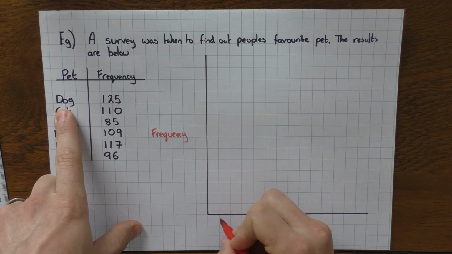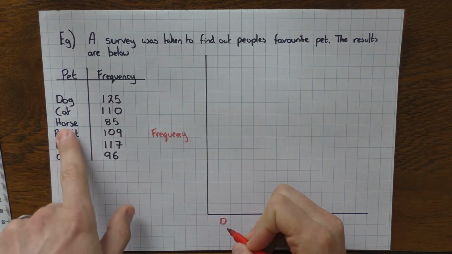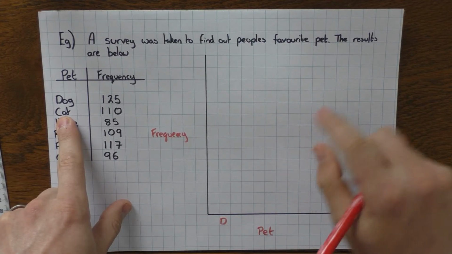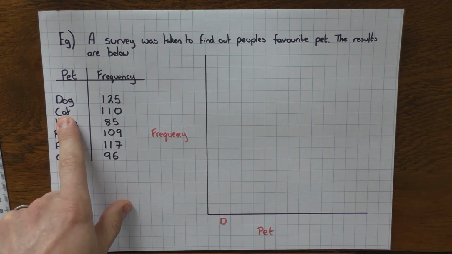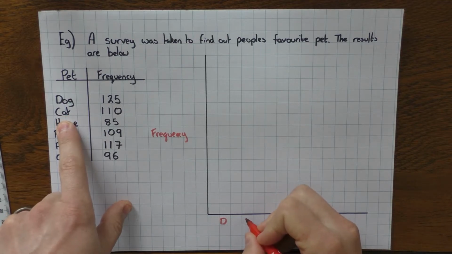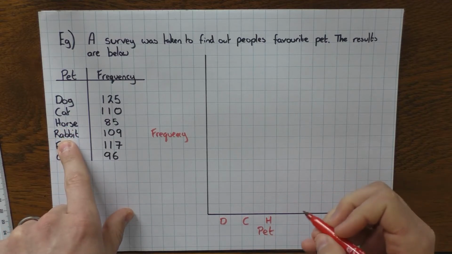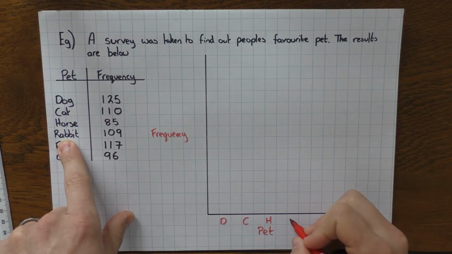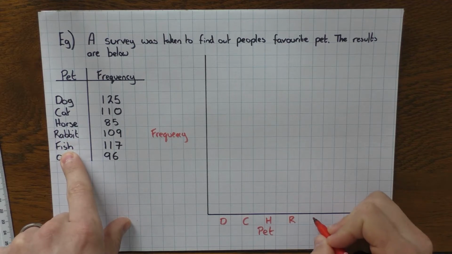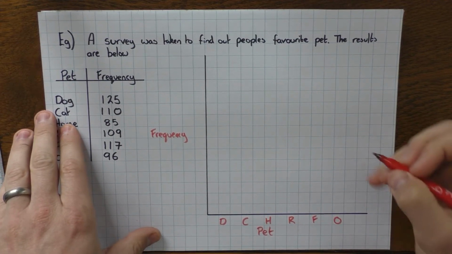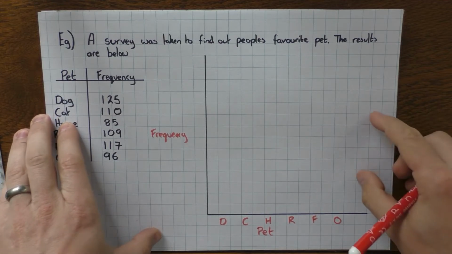So I'm going to put D for dog. They're all different letters. That's fine. Yep, D for dog. You can write the whole thing if you want going down, but you do run into a spacing issue. And I'm going to leave a square gap, and each bar will be one square again, just to avoid making anything too tricky. So I've got dog, cat, horse, rabbit, fish, and O for other. Okay, so there's my pets and the frequency.